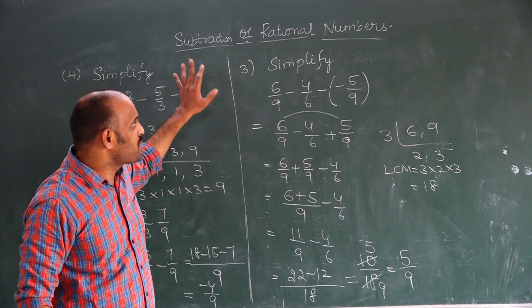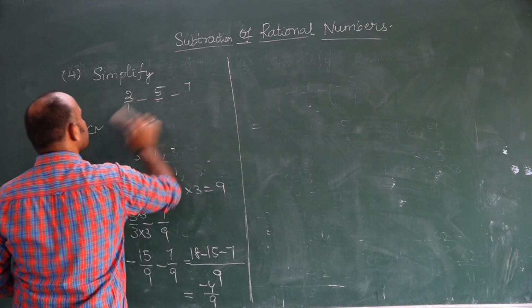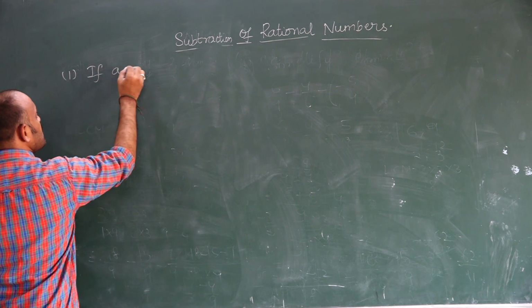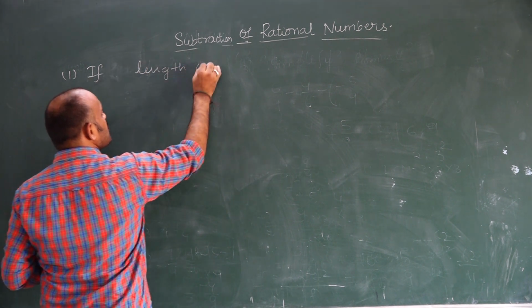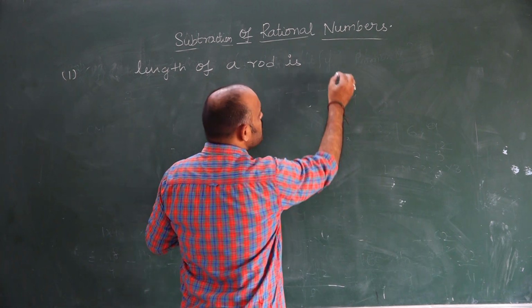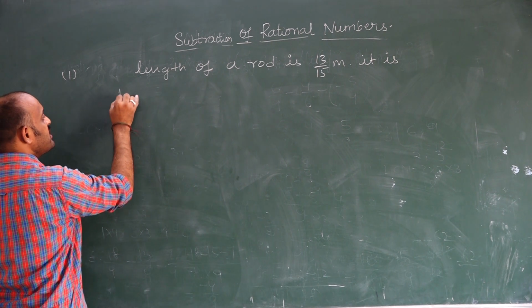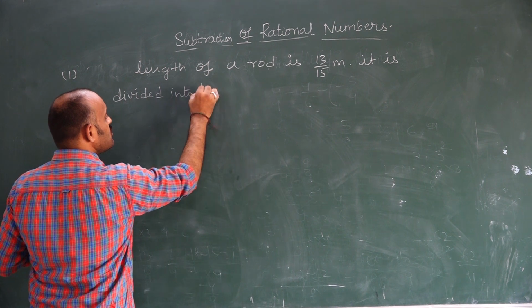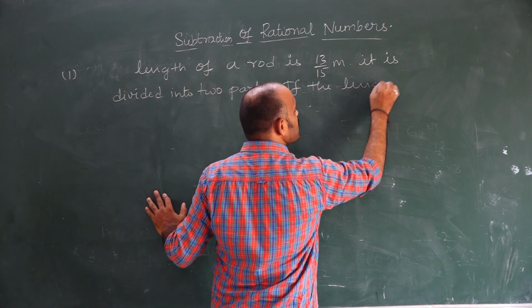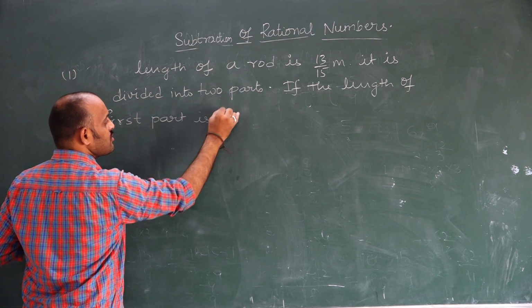In the simplification, subtraction of rational numbers, let's have a word problem. How to solve if a word problem is given? If the length of a rod is 13 by 15 meters, this is divided into two parts. If the length of the first part is 1 by 5 meters, then find the other part.